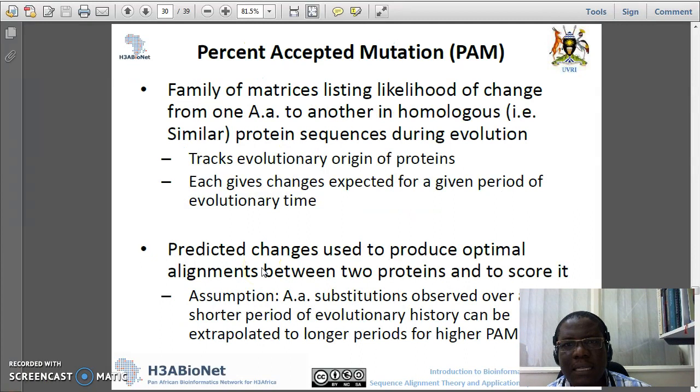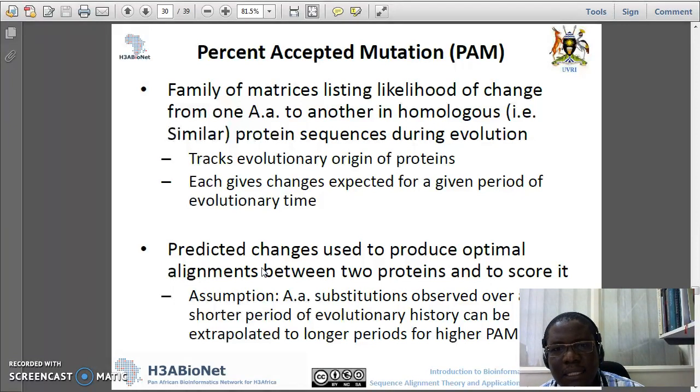So percent accepted mutation, or the PAM. There are several variants of the PAM. So it's really a family of matrices here, and it's the only matrix that's based on evolutionary considerations. So this matrix tracks the evolutionary origin of proteins, or it tries to, and each family member tries to give the changes expected for a given period of evolutionary time. That's how it's derived, really. So the predicted changes that are used to produce the alignments between two proteins and to score it have an underlying assumption.